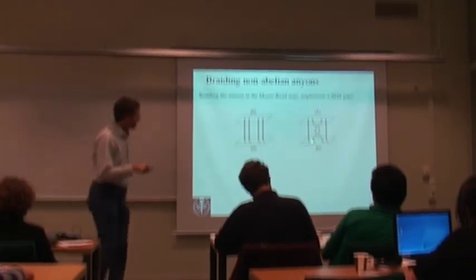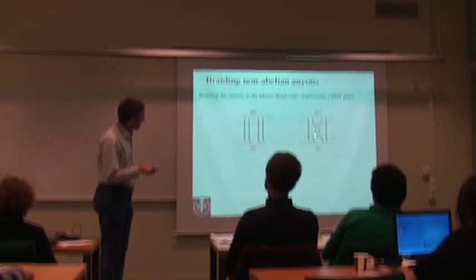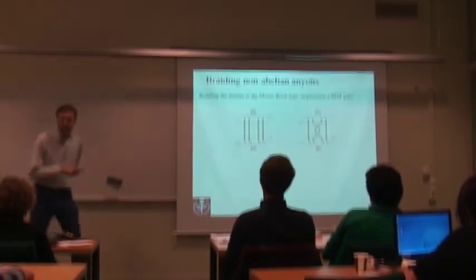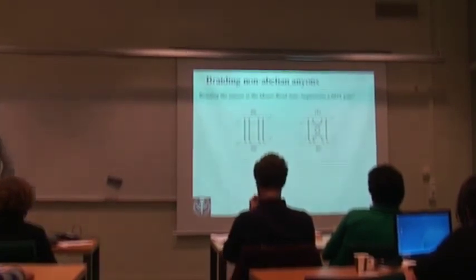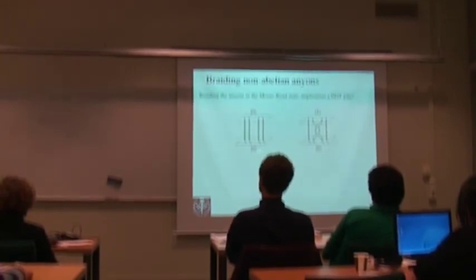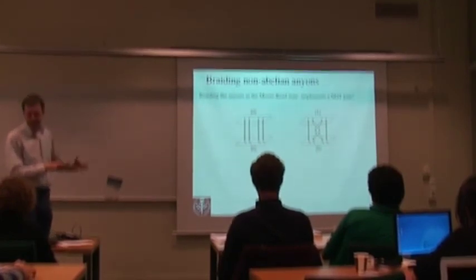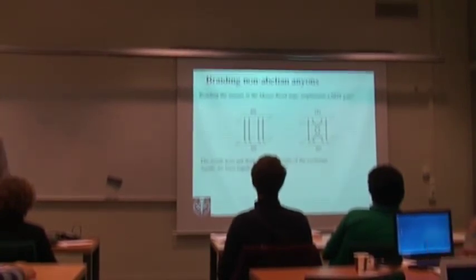And again, this is a topological state, so it doesn't really matter how I braid this thing around the other thing. If I do this in a slightly different path, that's not going to matter. I always go from zero to one. So the braid processes in this case are topologically protected. The only thing I have to make sure of is that the particles are far apart from each other. But as long as I do that, this thing again is topologically protected.